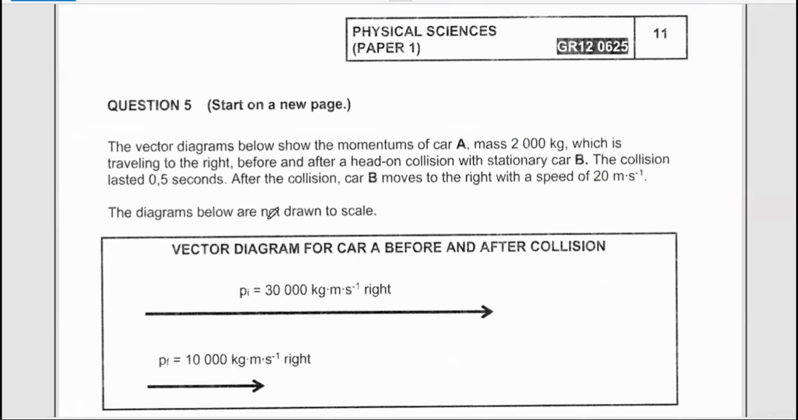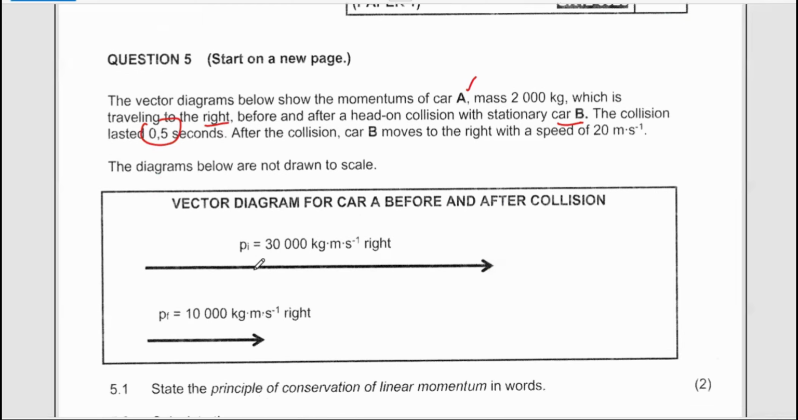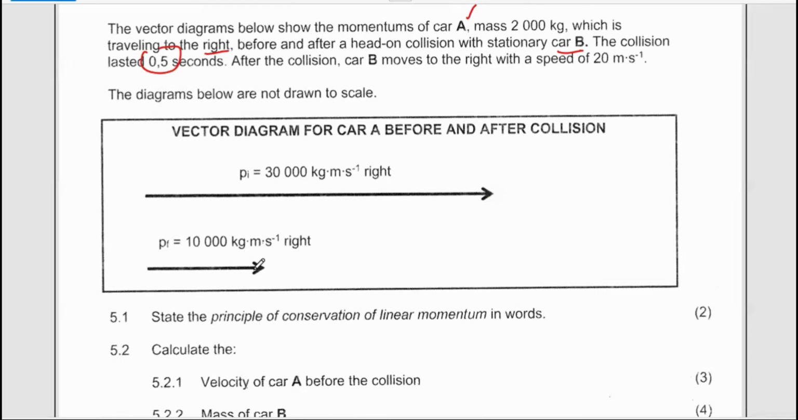Question number 5, we have vector diagrams below that show the momentums of car A of this mass, which is traveling to the right before and after collisions with the stationary car B. The collision lasted for a period of half a second. And then after the collision, car B moves to the right with a speed of 20 meters per second. Calculate or state the principle of conservation of linear momentum.